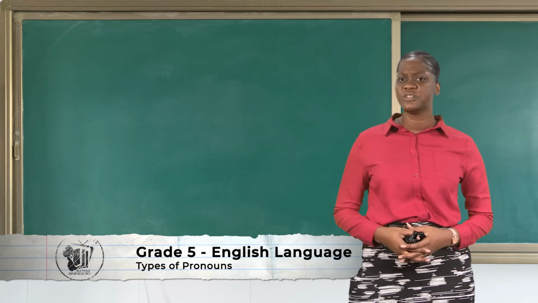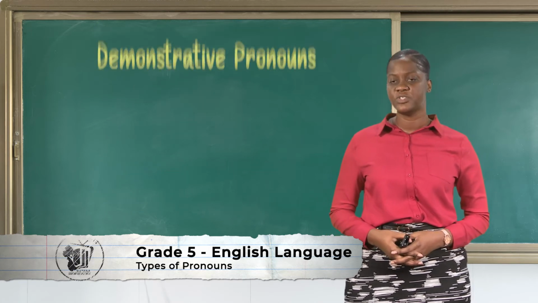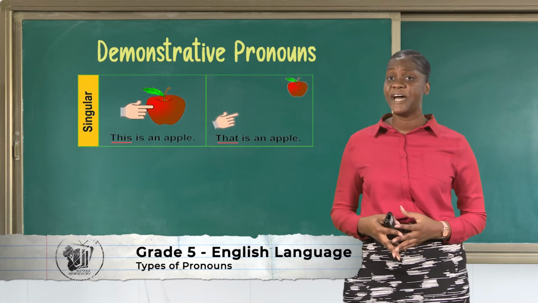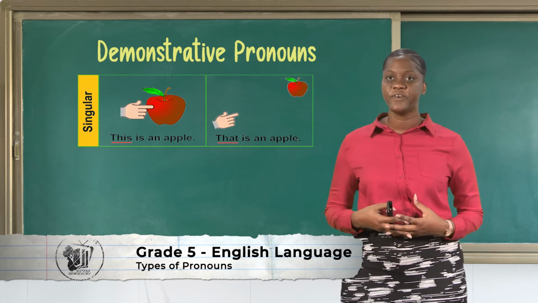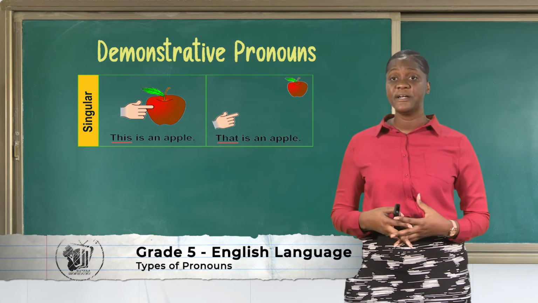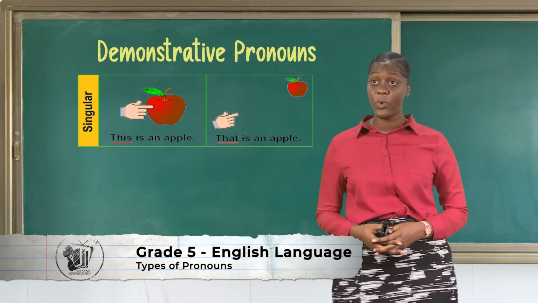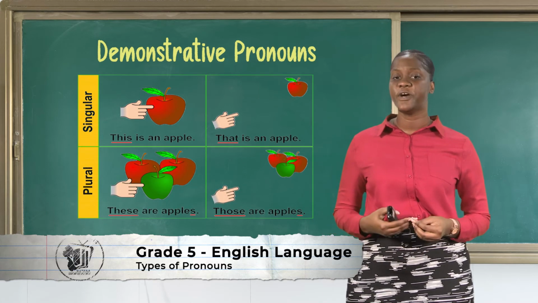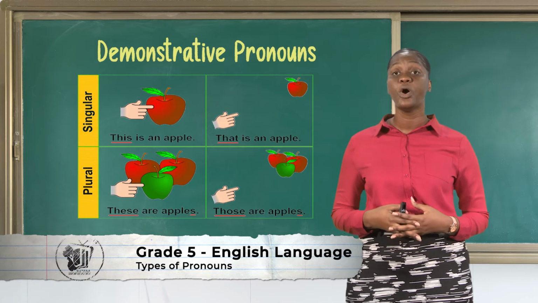So, boys and girls, how do we use demonstrative pronouns correctly? This and that are used when referring to singular persons and things, while these and those are used when referring to plural persons or things.